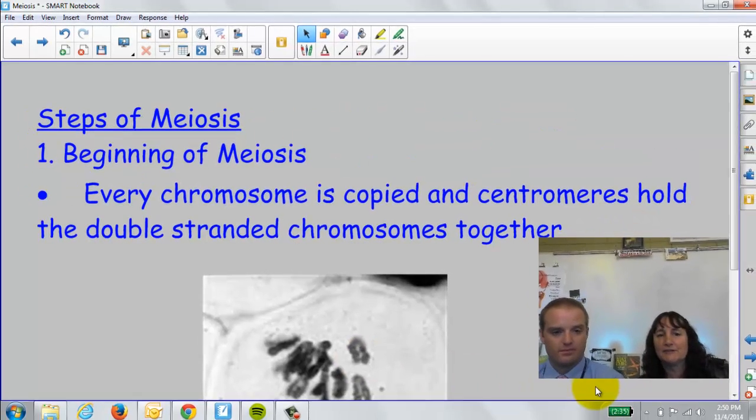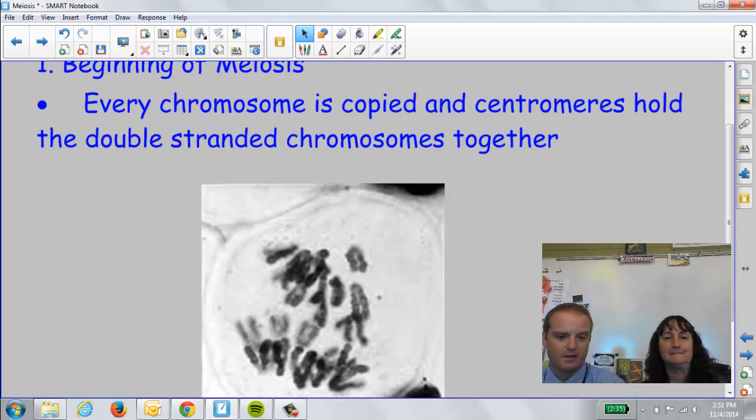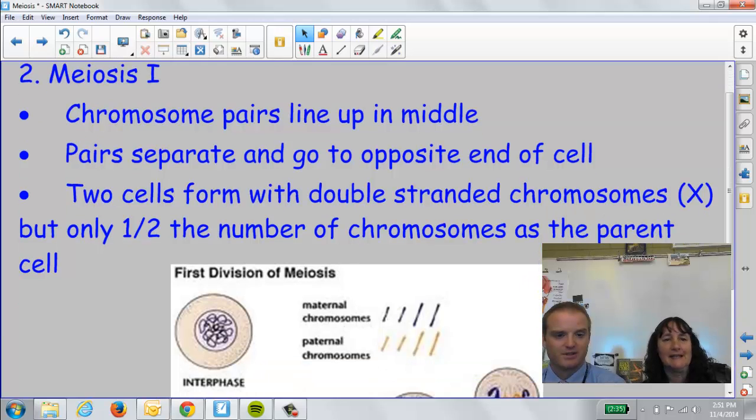So the steps of meiosis, the first one is the beginning of meiosis, and every chromosome is copied, just like mitosis. It has to copy the DNA. The centromeres hold the double-stranded chromosomes together, so it starts out pretty much the same. That sounds familiar, yeah. So there they are, all the chromosomes. Then they have what they call meiosis 1, which is the first division in meiosis.